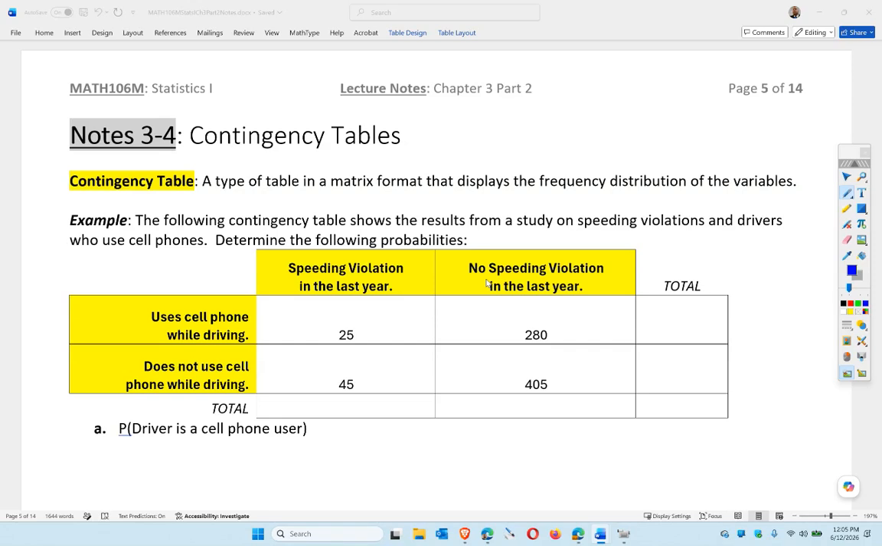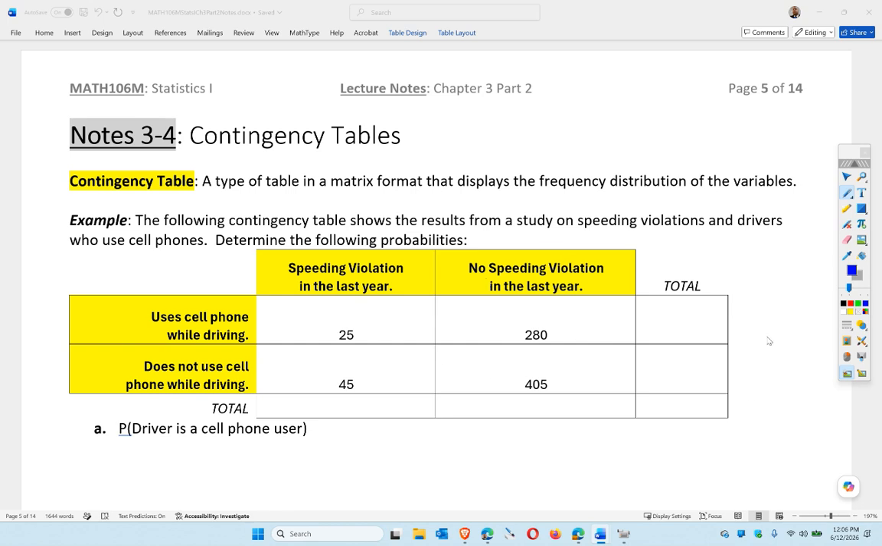This is Chapter 3, Section 4, the first video. Alright, so we're going to do contingency tables, otherwise known as two-way tables and a couple other names, but those are the common ones. So the first thing you want to do in a two-way table, a contingency table, is figure out your margin totals, right?